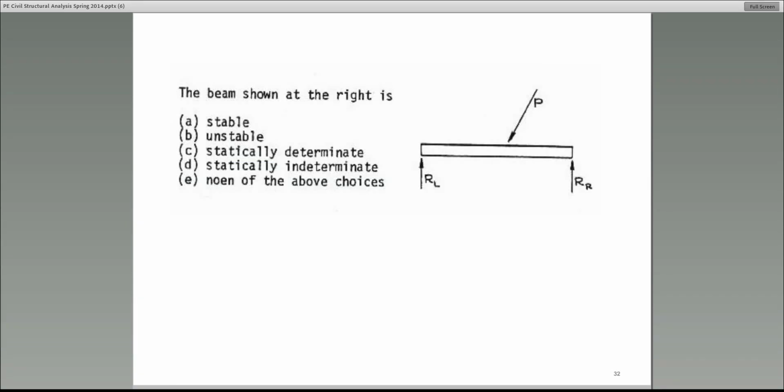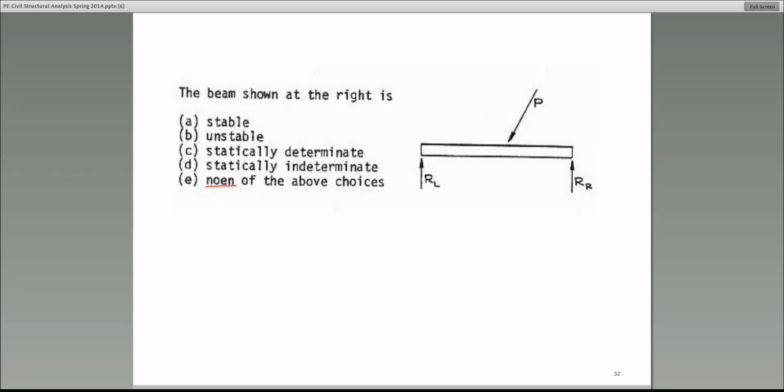Okay. I have a series of problems here that are similar to what have shown up on some tests. In this case, the beam shown at the right is what? What do you think? By the way, this choice E is N-O-N, none of the above choices. And what would you pick here? Okay, Stephen says unstable. Several of you are saying unstable. You're correct. This is unstable, and I'll tell you why.